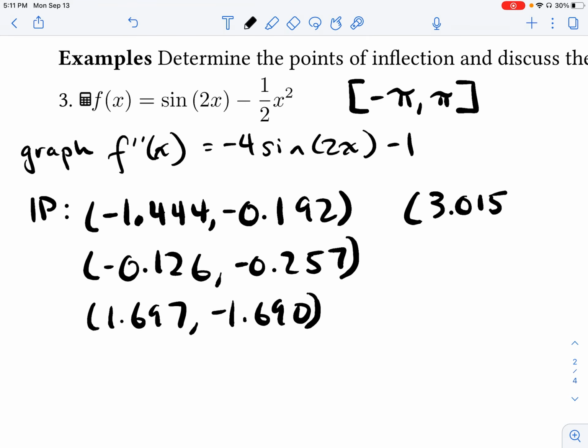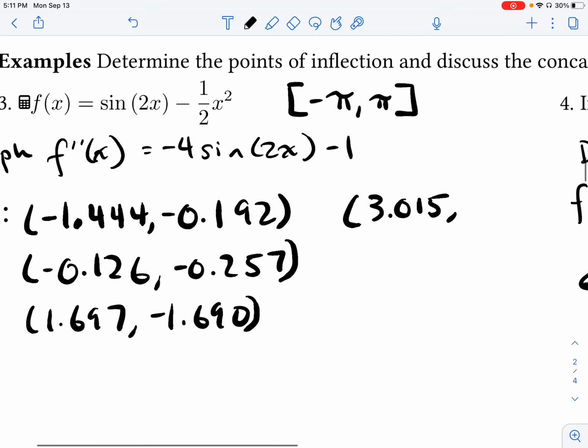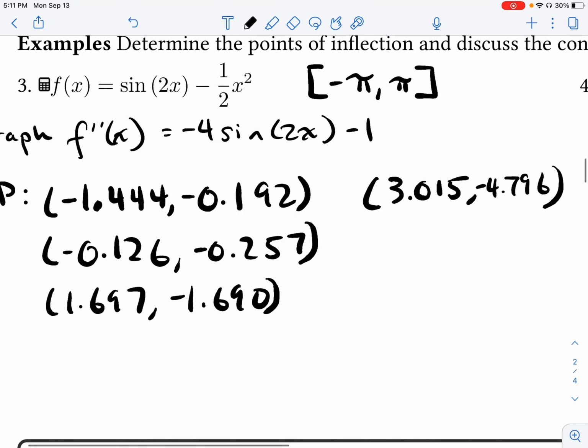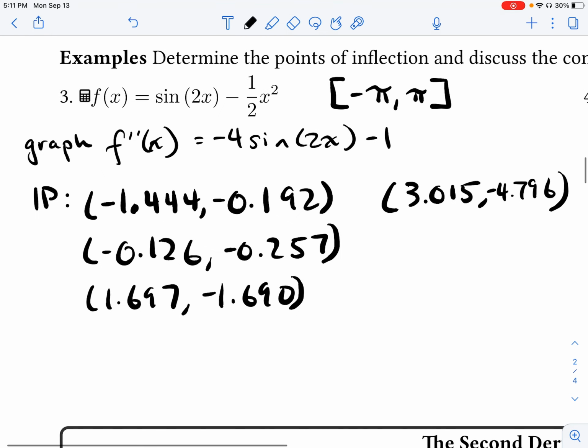It might be a little bit hard to see. Let me just write this, negative 4.796. So there should be 4. Okay. On top of that, where is this concave up?